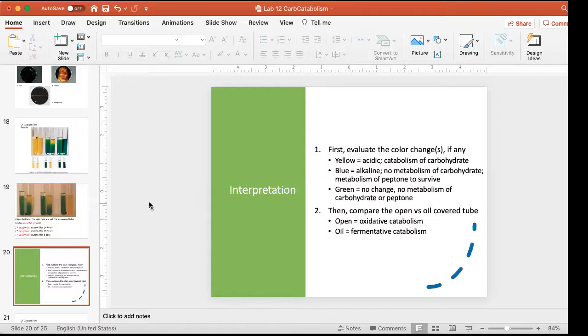When we compare the open and the closed tube, the open tube is telling us whether or not that organism is doing oxidative catabolism of glucose. In other words, aerobic cellular respiration. In the oil-covered tube, we're learning whether or not that organism is doing fermentative catabolism of glucose. Look at the color, compare the tubes.